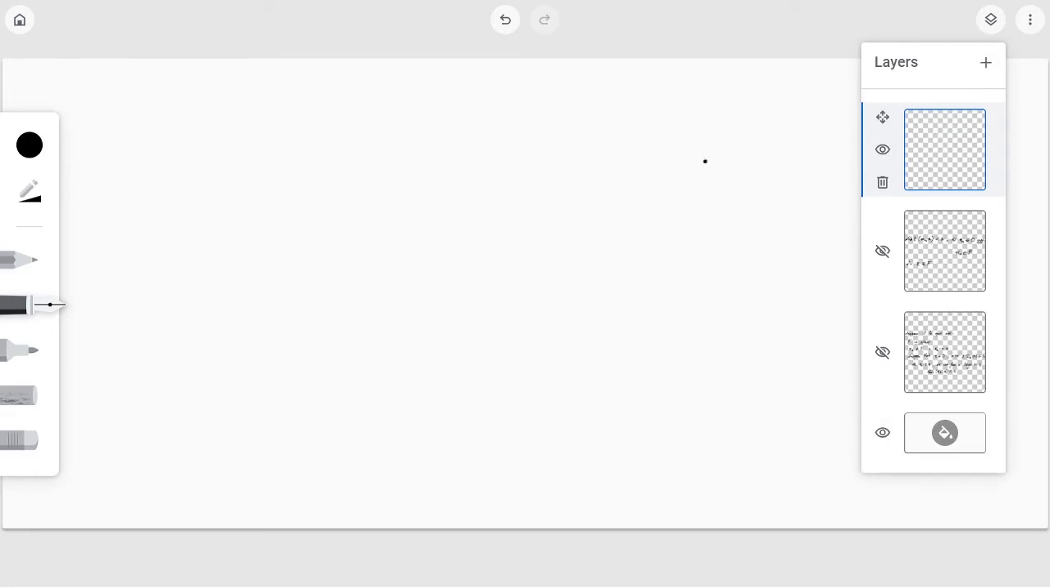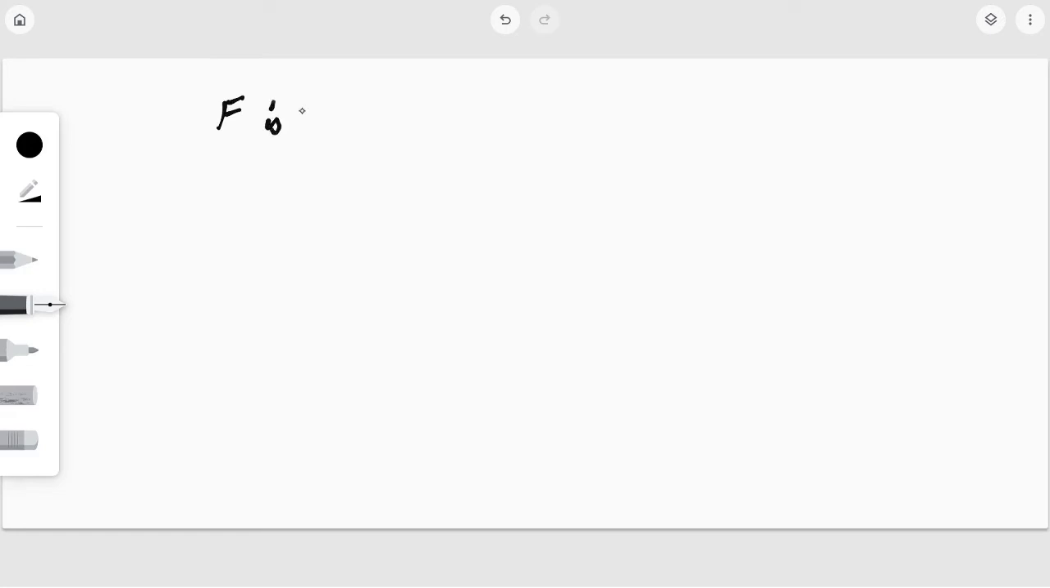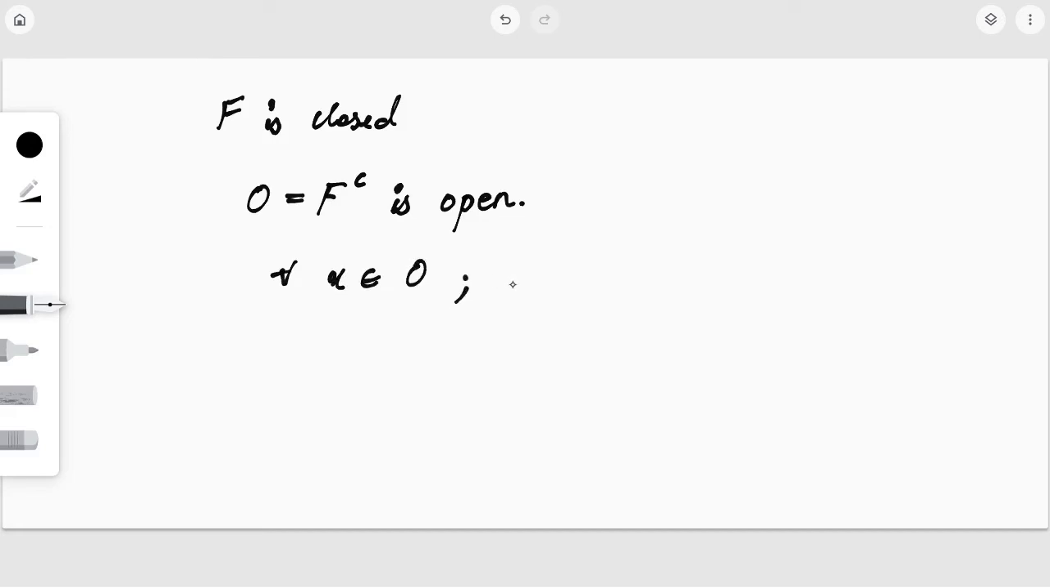Now conversely, we must show that if f is closed, what should we show? We should show that O equal to f complement is open. This is what we must show. Now, to show that a set is open, what must be shown? You must show that for every x belongs to O, we can find an r such that the open ball of radius r around x is contained in O. This is what we have to show.